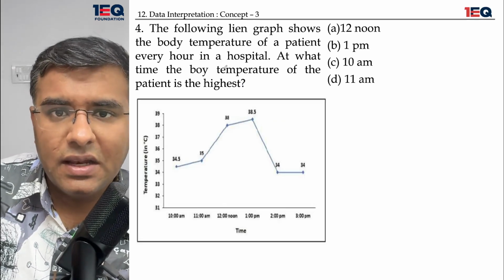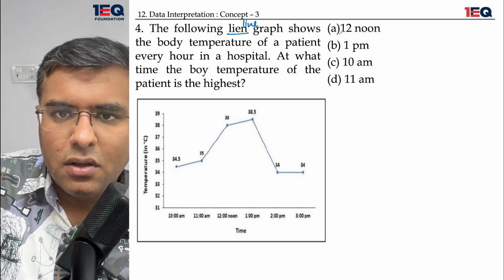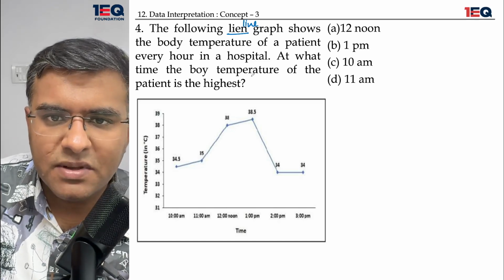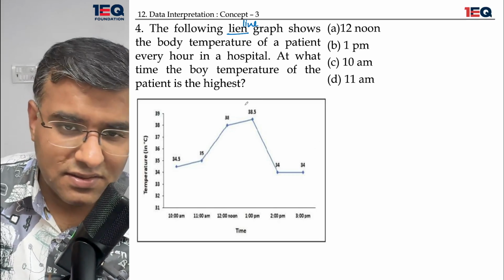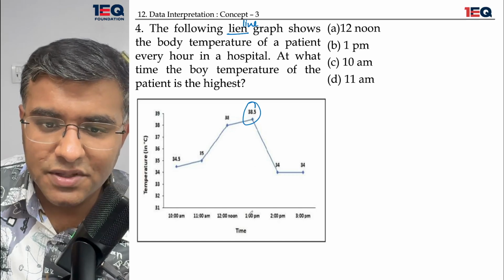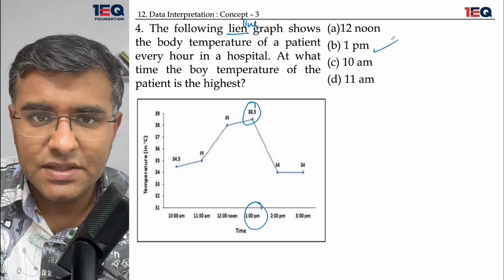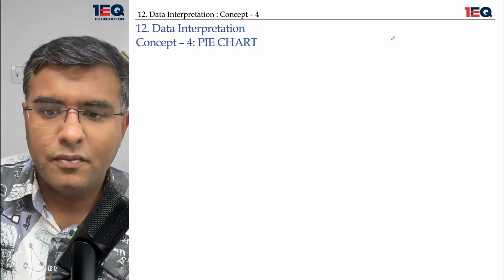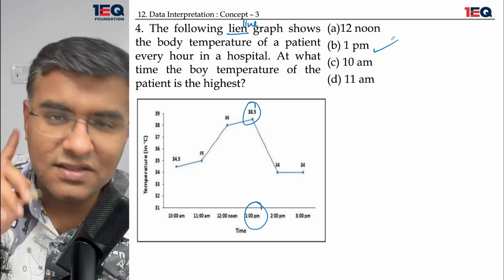Now, the following line, this is not a lean graph, this is a line graph. It shows the body temperature of a patient every hour in the hospital. At what time is the body temperature of the patient the highest? My goodness, 38.5 degrees Celsius is the highest temperature, and that too at 1 p.m. See how simple the question is. You just have to read through them. Got it? Moving on. The point where the line is the highest is the point where our answer lies. Okay?